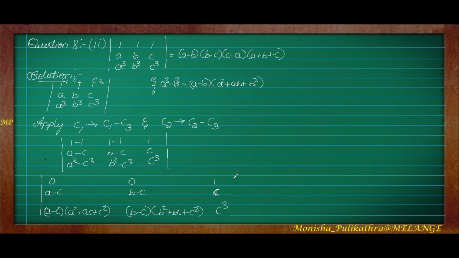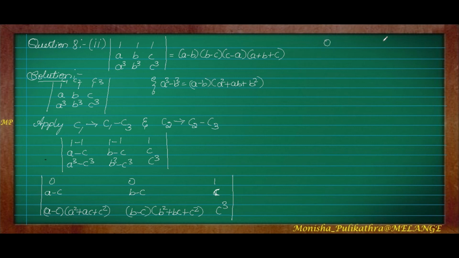So C and C cube. Okay, so after this what you have to do is you need to take the common factor. Here A minus B, B minus C, C minus A. B minus C is in the form of B minus C itself, but here C minus A should be there, but here A minus C is there. First we need to change it into C minus A form.